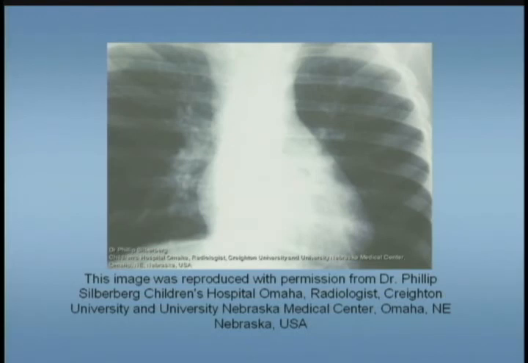This is a child with bronchiolitis. Many times what you'll see is just some perihilar inflammation in this area. This area doesn't look too bad, but you can see a little bit of things going up this way on the left side.